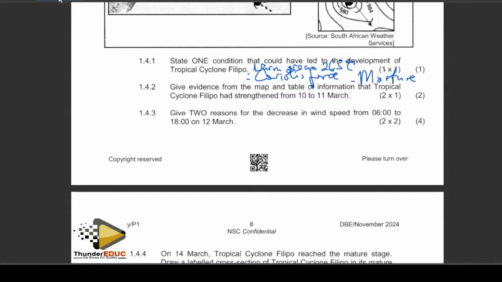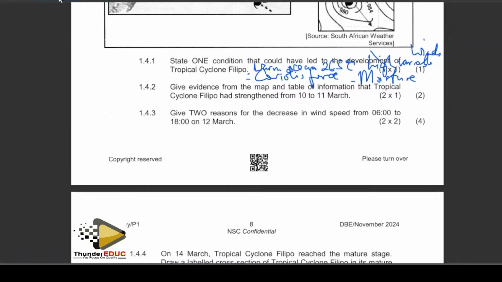And also we can talk of the abundance of moisture over the warm ocean, which is also another factor favoring. And also the presence of light variable winds to facilitate the formation of the vortex. Light variable winds are also a required factor which will facilitate the formation of the vortex of the system. Right, so the question basically was asking for any one condition which favors the formation of the tropical cyclone.